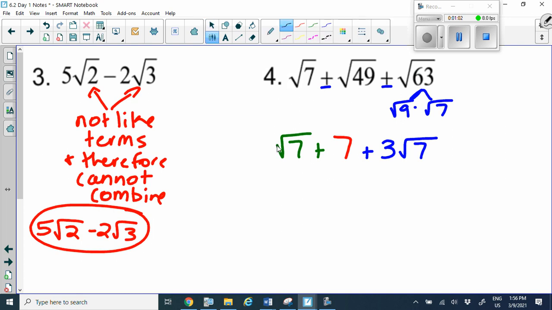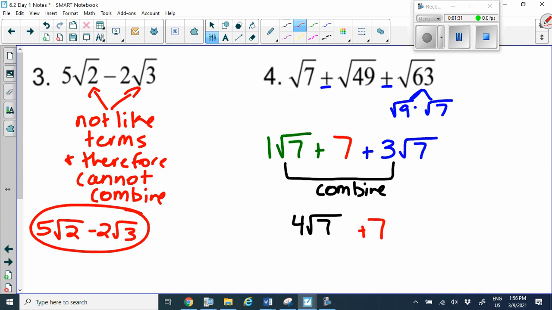Okay. Now notice with the square root of 7 in front, that coefficient is 1. Remember, if you don't see a number and you're multiplying or dividing, it is assumed 1. Okay? So these two we are going to combine because they are like terms. So I'm going to do 3 plus 1. That gives me 4. And then I have square root of 7. And then the 7 that I have, I can't combine that with anything. So I just leave it as a plus 7.